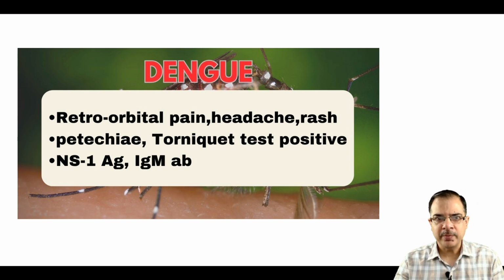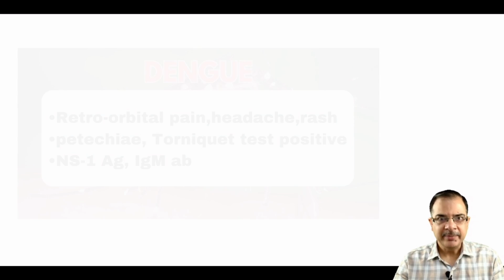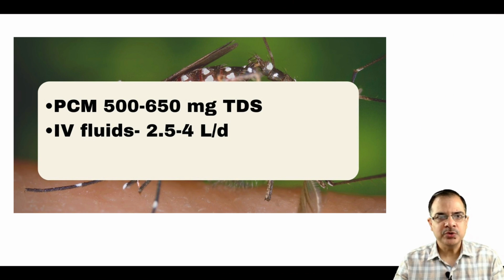Patient complained of retroorbital pain, headache and rash. Petechiae are there, tourniquet test is positive. So now you can diagnose with the help of clinical features, it is a case of which fever. Investigation will help you: NS1 antigen positive or IgM antibody positive for dengue fever. Treatment: paracetamol is given 500 to 650 milligrams 3 times a day or maybe as and when required. Do not give any other NSAIDs. IV fluids will be needed or maybe oral hydration is needed in the management.